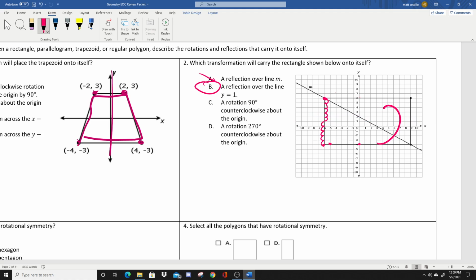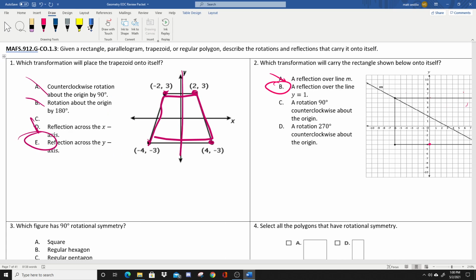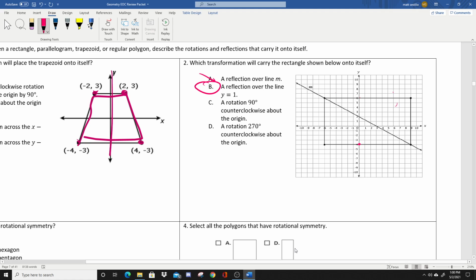A rotation 90. Remember, rotation of 90 degrees. If I take this point, it's going to go only rotating it one quadrant, so it's going to end up somewhere over here. So if you rotate this rectangle 90 degrees, it's not going to have its width be bigger than its height. It's going to look something like this. So it's not going to rotate onto itself.